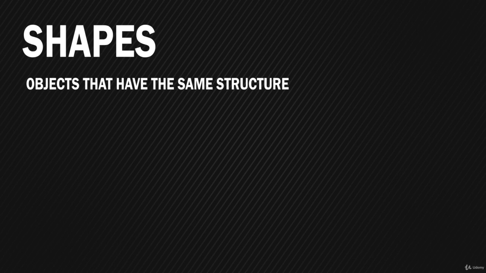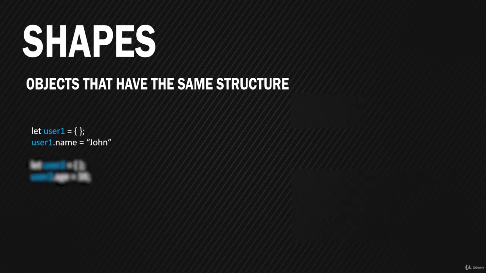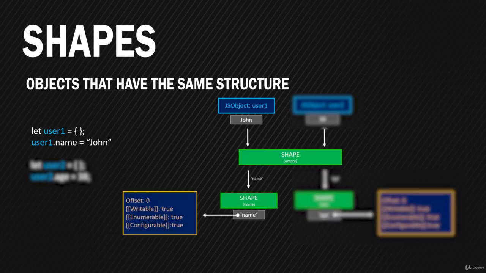Let's create a user1 object. First it's empty, and then we place a property name onto it. We're going to end up with a JS object called user1 that contains a single value, in this case John. And it's also going to result in how many shapes? In 2 shapes, that's right, the empty shape and the shape with only a property called name.